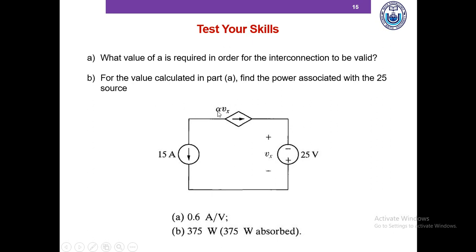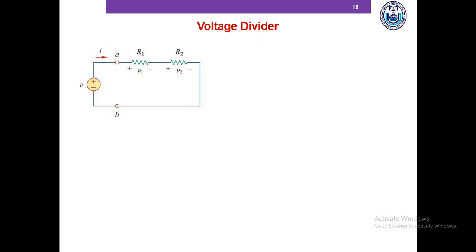Now if you put Vx equals to minus 25 in the KCL at this node where my cursor is, you get the equation, you get the value of alpha. So yep, so that's it. Okay, now we're going to see an interesting application of KVL called voltage divider.